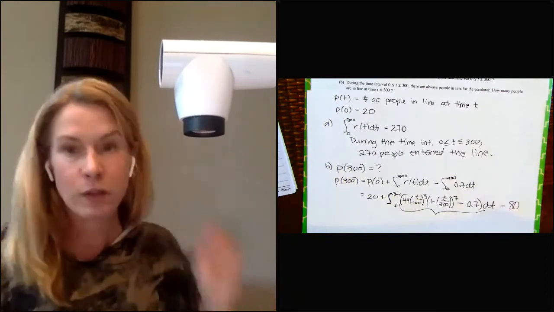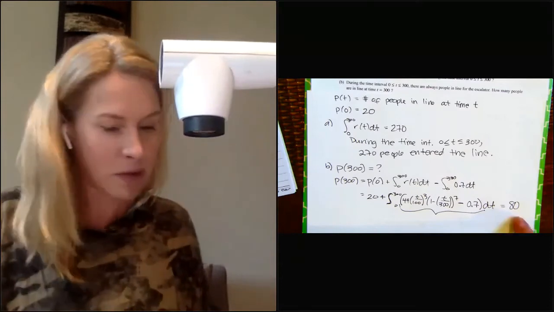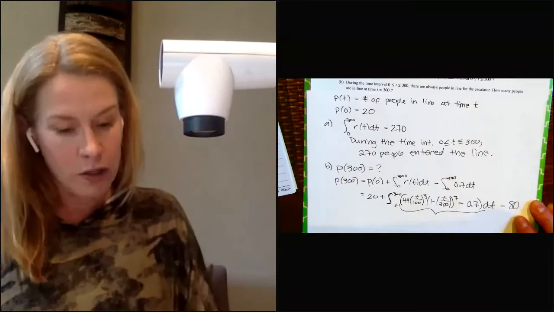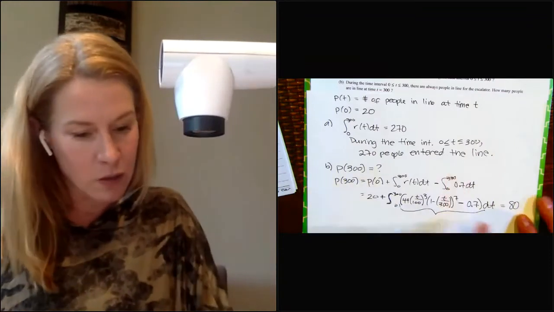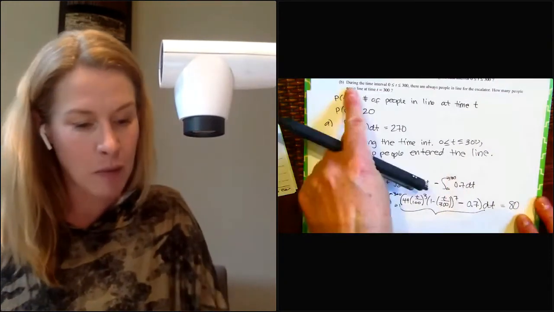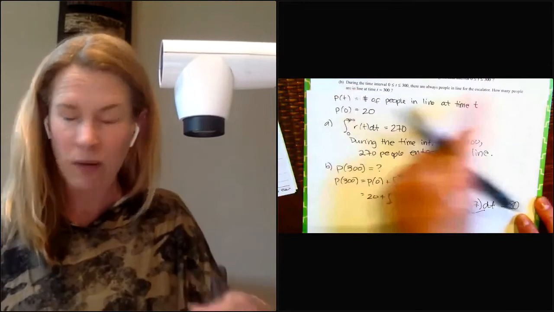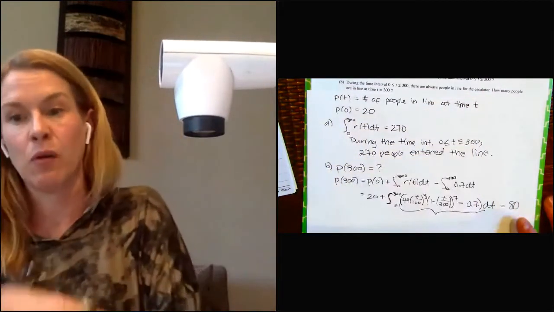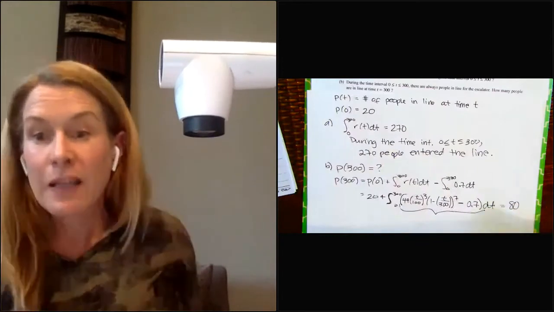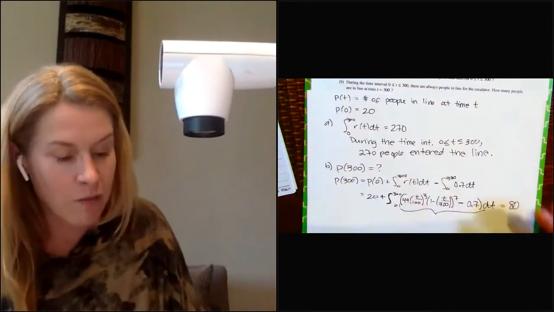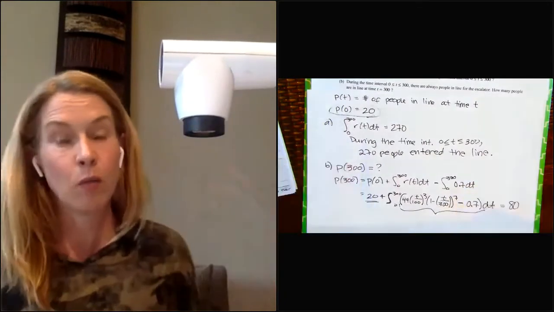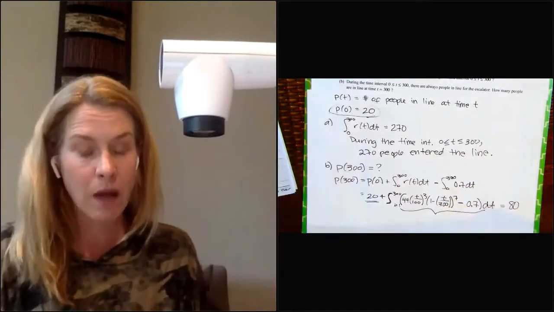I am going to move on to part C. And again, you want to put this answer in words. So I would say, during the time, there's always people in line. How many people are in line at time t equals 300? At time 300 seconds, there are 80 people in line. Yes, don't forget the initial condition. In fact, I wrote it again here, and I had underlined it because that's something we want to remind ourselves about.